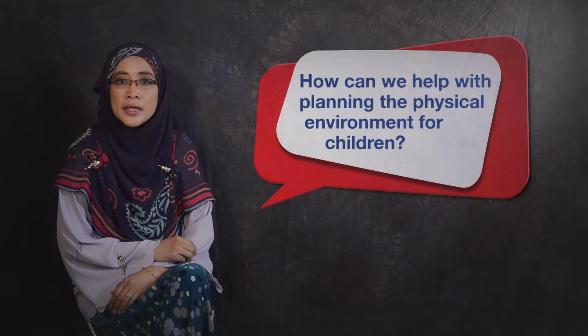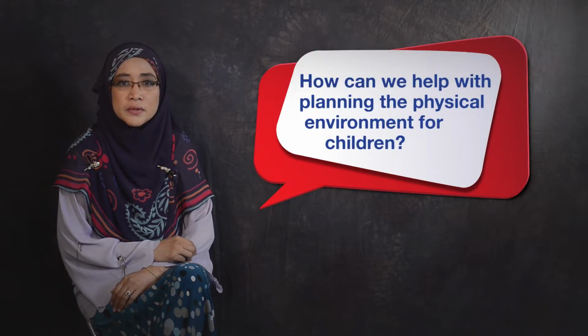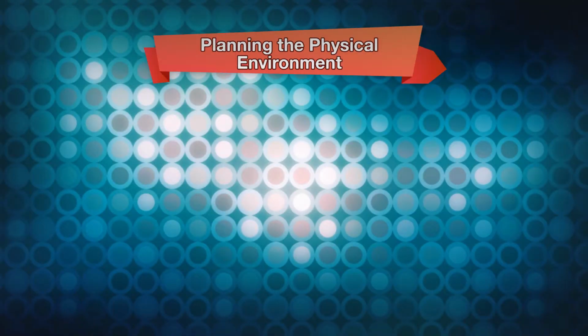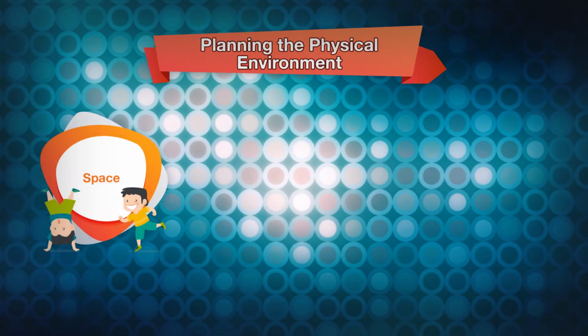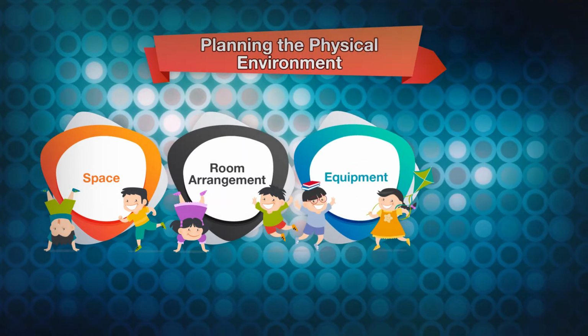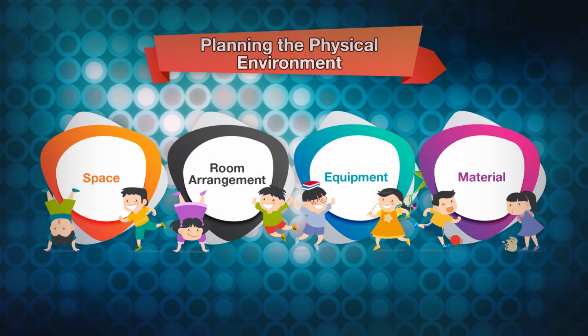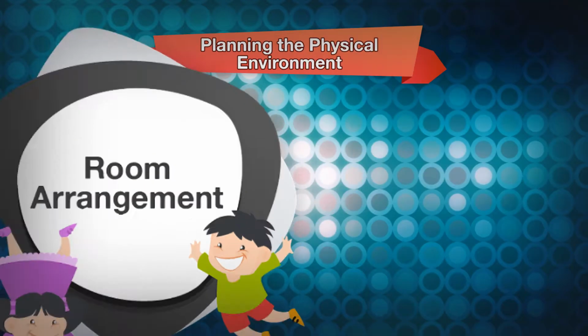So, how can we help with planning the physical environment for the children? One of the components with reference to the environment for early childhood education is the physical features. It refers to space, room arrangement, equipment and material. This physical environment does not by itself influence the quality of childcare. It is interrelated and connected to the programs and the human element that collectively form the entire concept of environment.